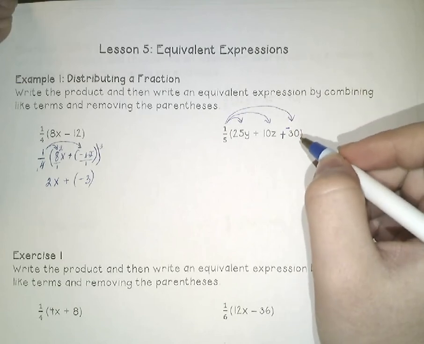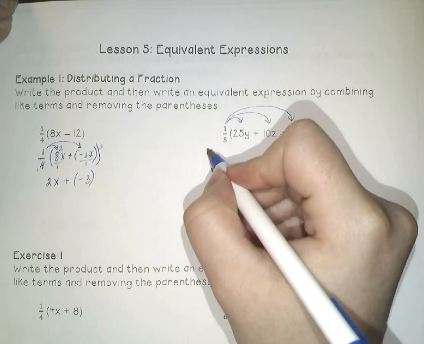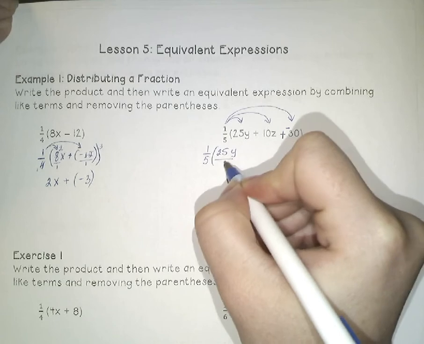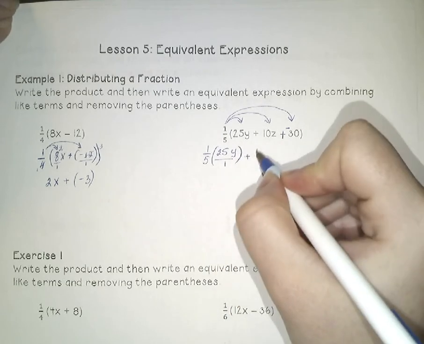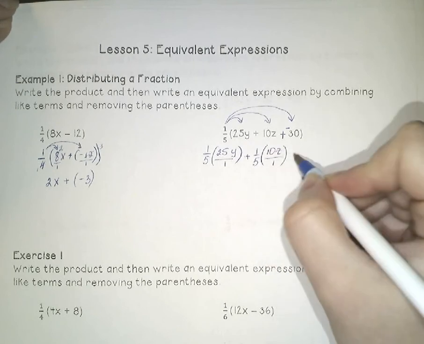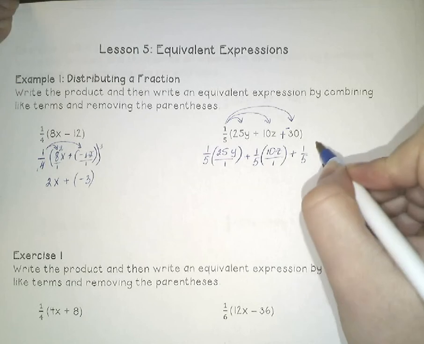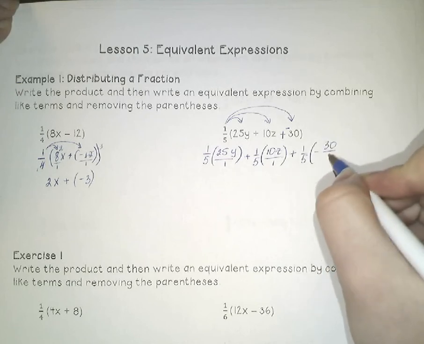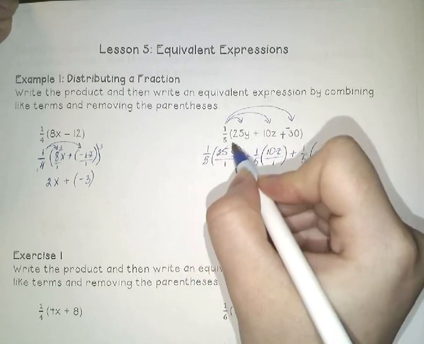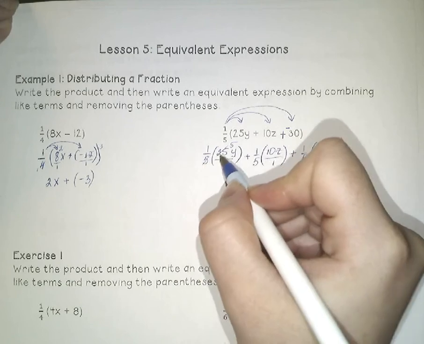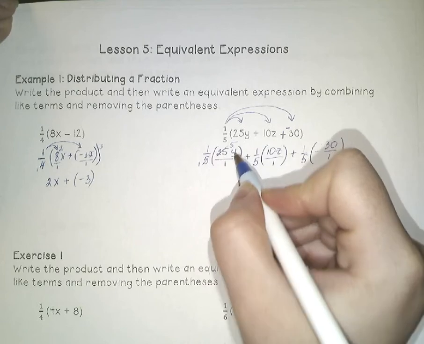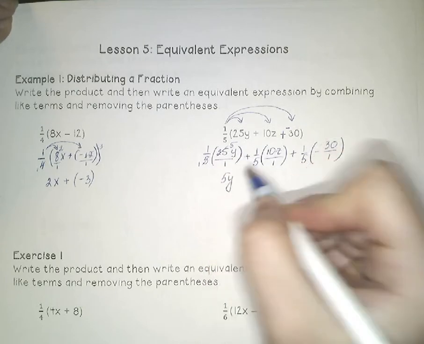I'm going to rewrite it to make it easier for you to understand. 1/5 times 25y over 1 plus 1/5 times 10z over 1 plus 1/5 times negative 30 over 1. So now I can simplify 5 and 25, dividing both numbers by 5. 25 changes into 5. 5 will be a 1. 1 times 5y is 5y.